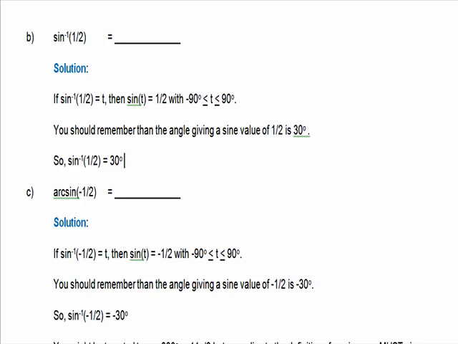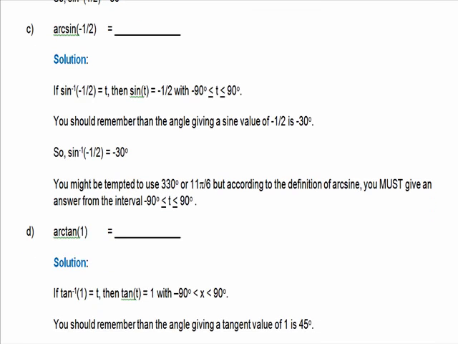And so I ask myself, what angle, when I did sine of it, did I get 1/2? And hopefully I remember it's 30 degrees. So then the sine of 30 is 1/2, so the inverse sine of 1/2 is 30 degrees.